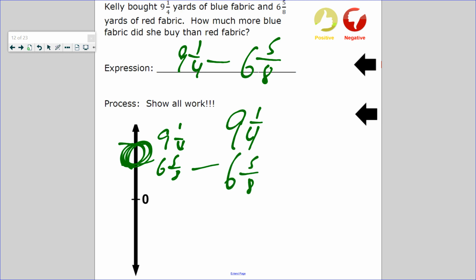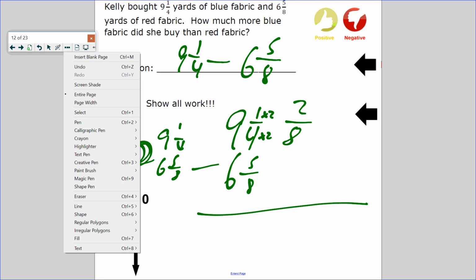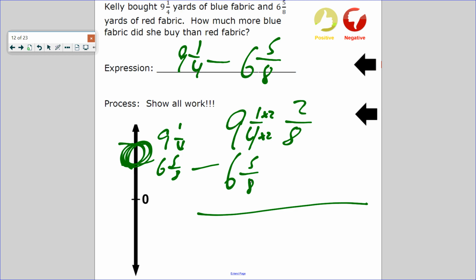Do you know what least common denominator they share? Hopefully you'll say 8. So what's the relationship from 4 to 8? Times 2. Oh, this is a regrouping question. Do you remember how to regroup from elementary school? Can I take away 5/8 from 2/8? I don't think so. So you have to regroup from the 9, it becomes 8.